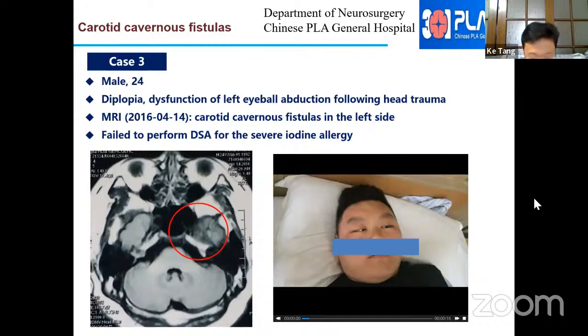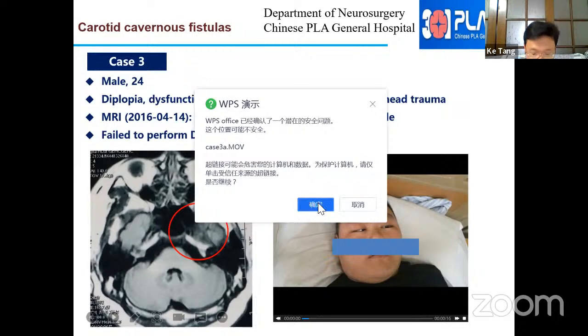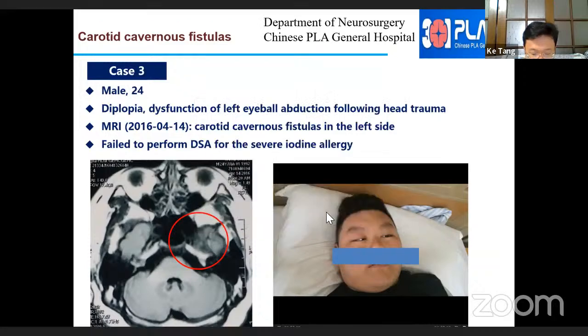Let's see case 3, male, 24 years old. He suffered diplopia and dysfunction of left eye abduction following head trauma. MRI showed a carotid cavernous fistula on the left side. We failed to perform DSA for the case because of severe iodine allergy. We can see the dysfunction of the left eye abduction.